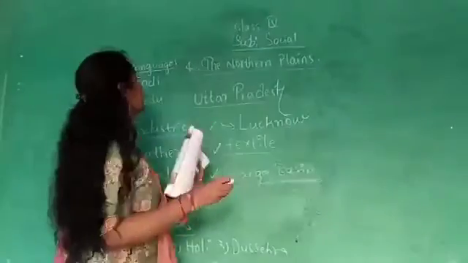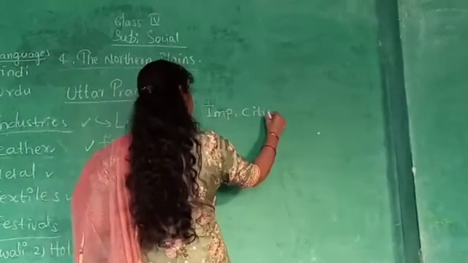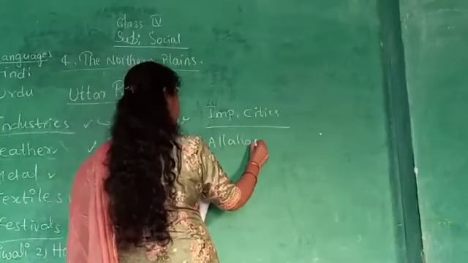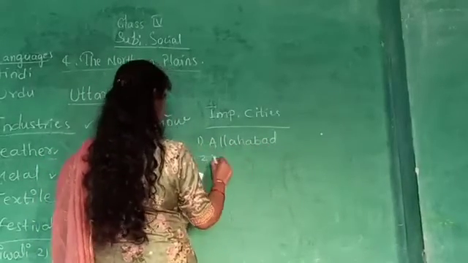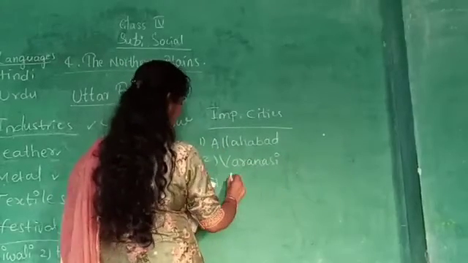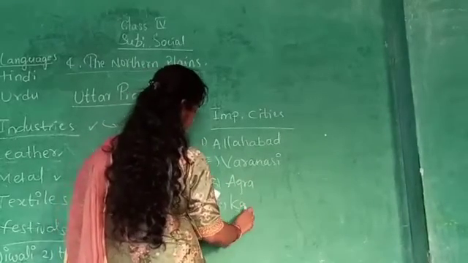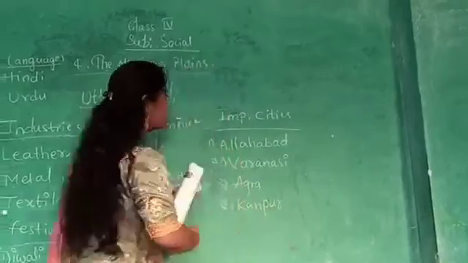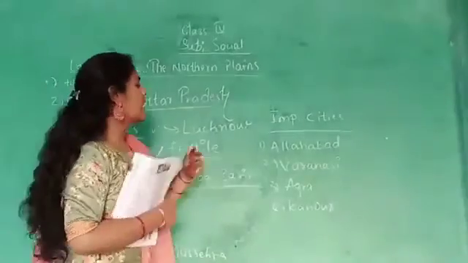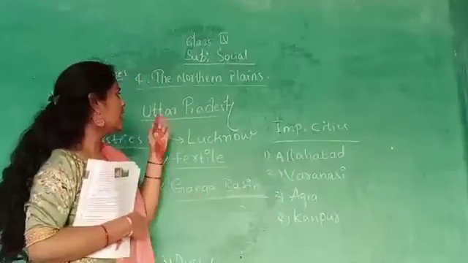So here, which are the important cities? Allahabad, Varanasi, Agra, Kanpur. These are the important cities from the Uttar Pradesh state. What are the important cities? Allahabad, Varanasi, Agra, Kanpur. These are the important cities from Uttar Pradesh.